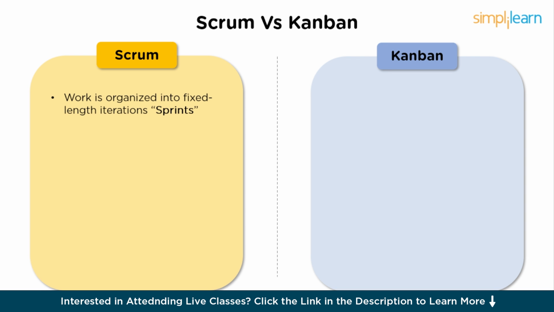In Scrum, work is organized into fixed-length iterations known as sprints, typically lasting for 2 to 4 weeks. A detailed planning occurs at the start of each sprint with a fixed scope and duration.